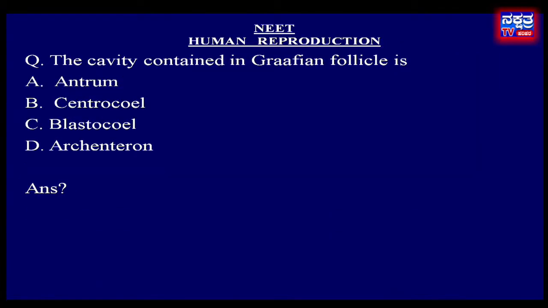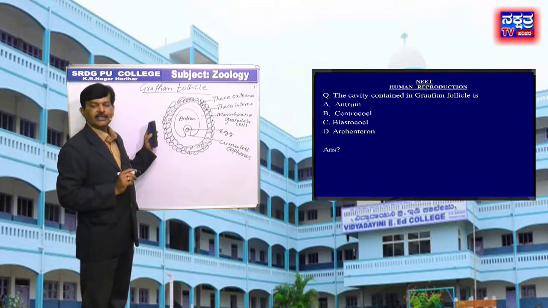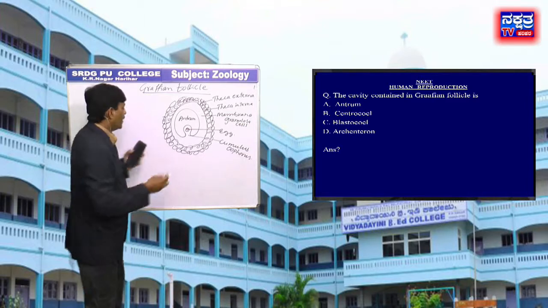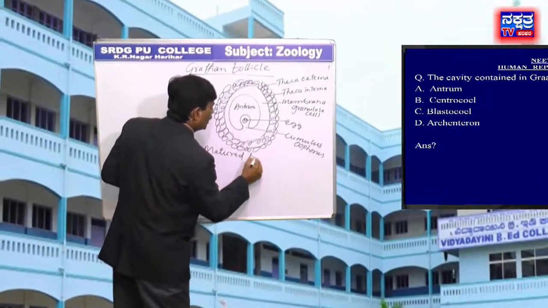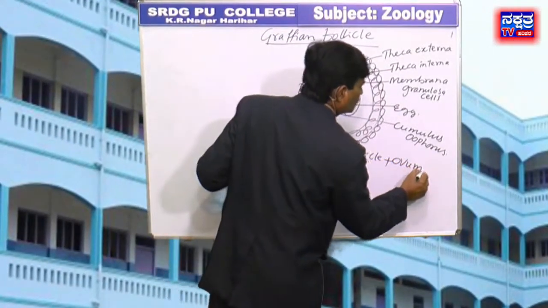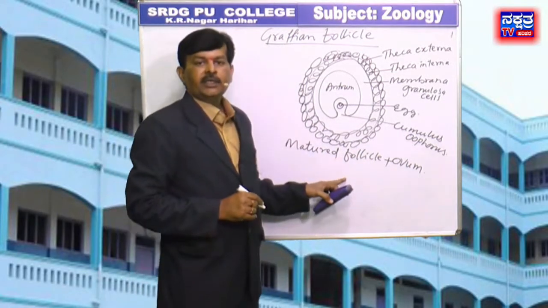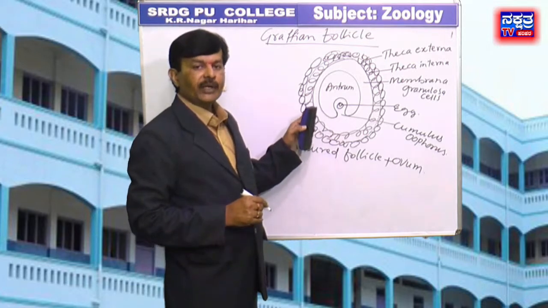Move to next question. The cavity contained in Graafian follicle is A. Antrum, B. Centrocell, C. Blastocell, D. Archenteron. The Graafian follicle is nothing but a matured follicle with ovum. The follicular antrum is the portion of an ovarian follicle.